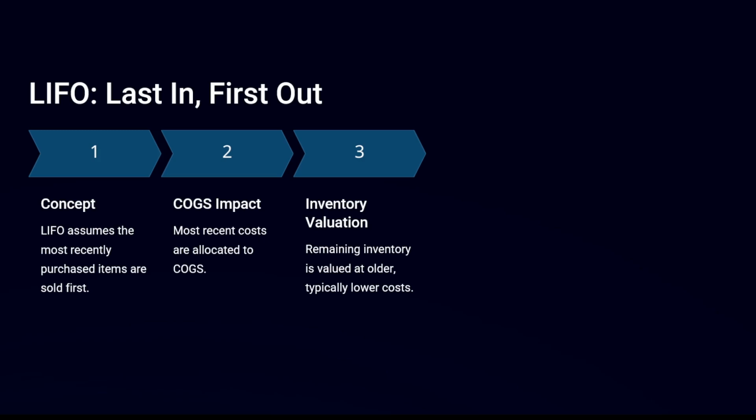Second, last in, first out. This method assumes the most recently purchased items are sold first. Cost of goods sold impact: the most recent costs are allocated to the cost of goods sold. Usually when we purchase stock in the past, the old items are purchased at lower costs. The recently purchased items cost more because there is inflation, there are price increases.